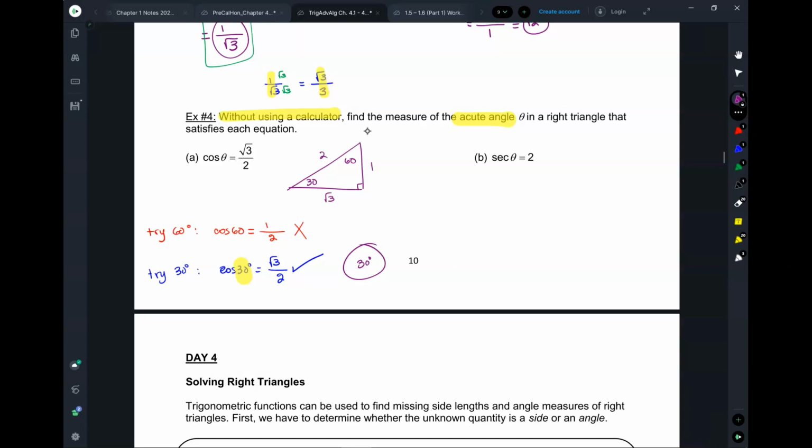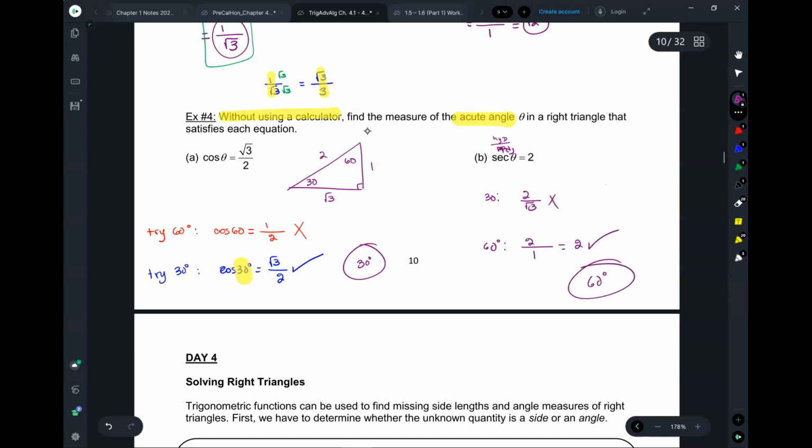Okay, next. I want secant to be 2. Which angle gives you a 2? Well, it's the 30, 60, 90 again, right? So I'm just going to use the same triangle. Secant is hypotenuse over adjacent. So let's try 30 degrees. Hypotenuse 2 over adjacent of 30, which is root 3. Okay, that's not it. Let's try 60 degrees. Hypotenuse 2 over adjacent to 60, which is 1. That gives you a 2. That's the one. So the answer is 60 degrees.